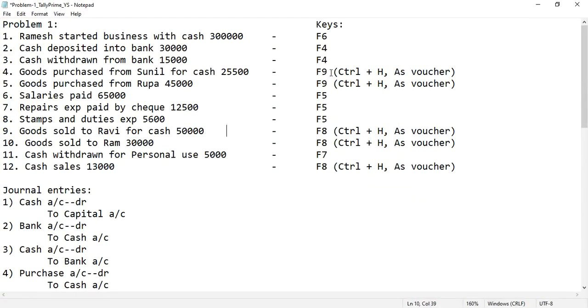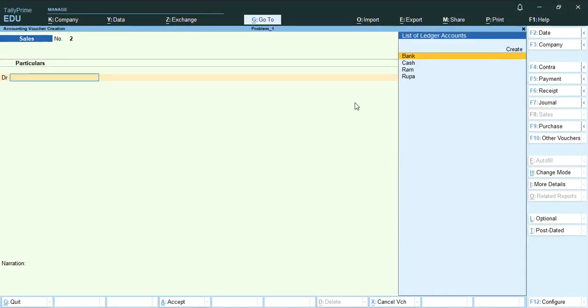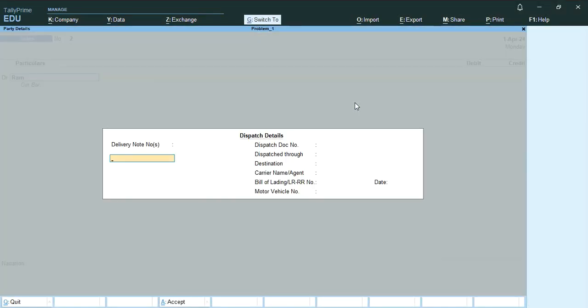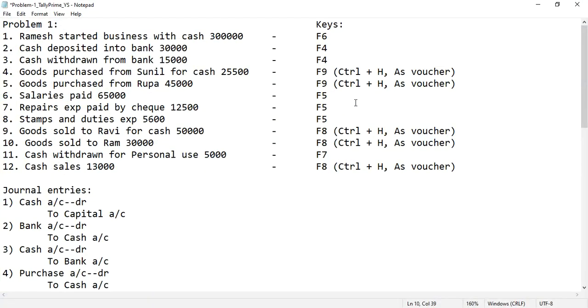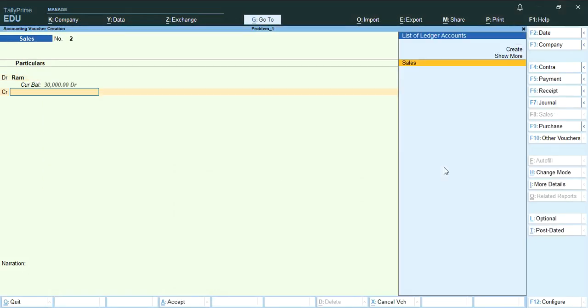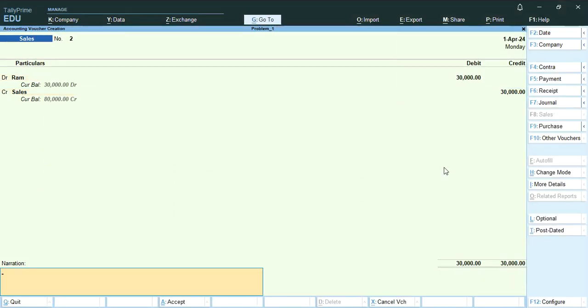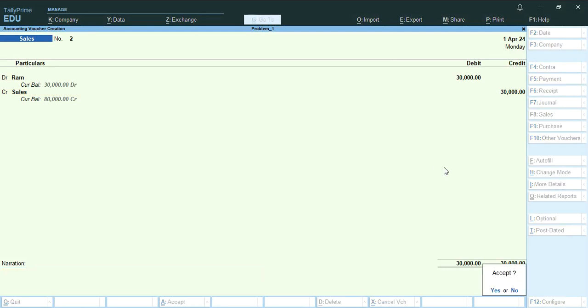Now goods sold for 30,000. It is a credit sale. So Ram. How much is the amount? In the narration, you will mention goods sold to Ram on credit basis.